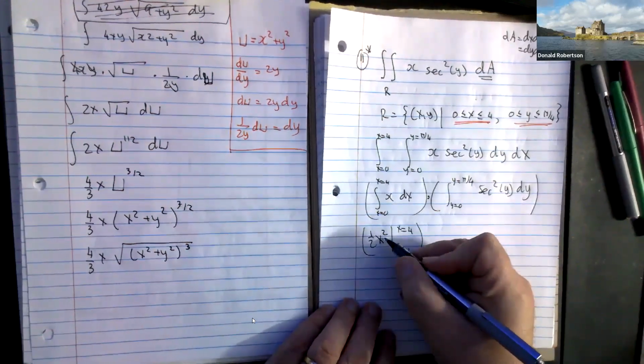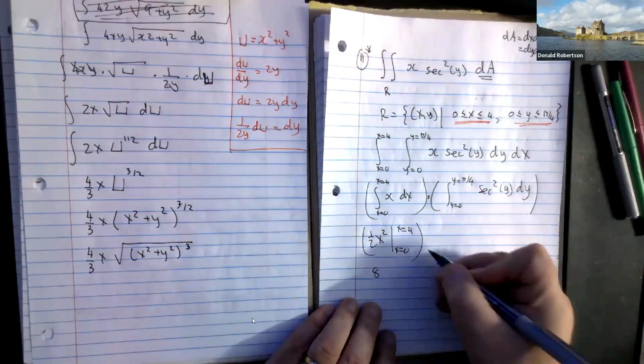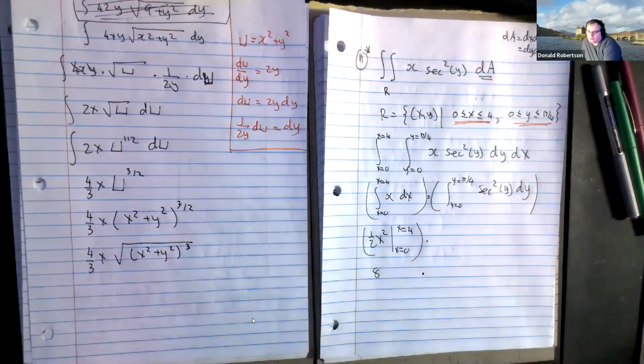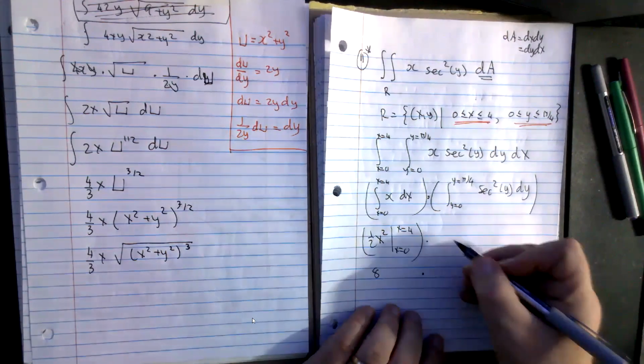And if you plug in 4, you get half of 16, so you get 8. So this one is one of, as I think I said earlier, about a dozen standard integrals. Does anybody know what the integral of secant squared y is? Tangent. That's a tangent, right?